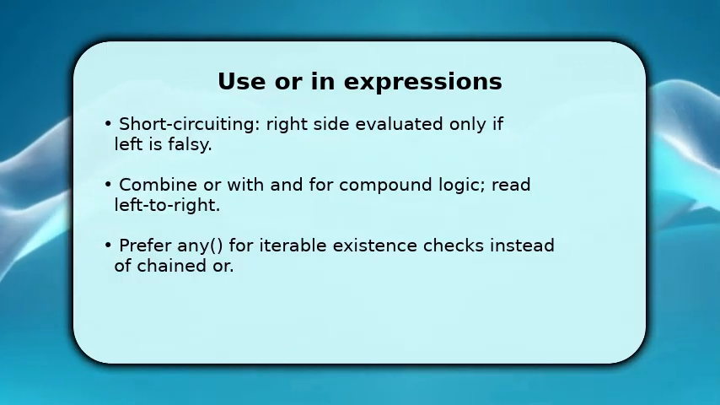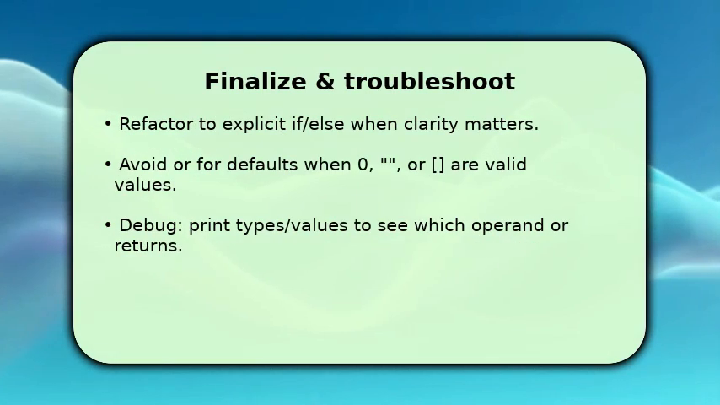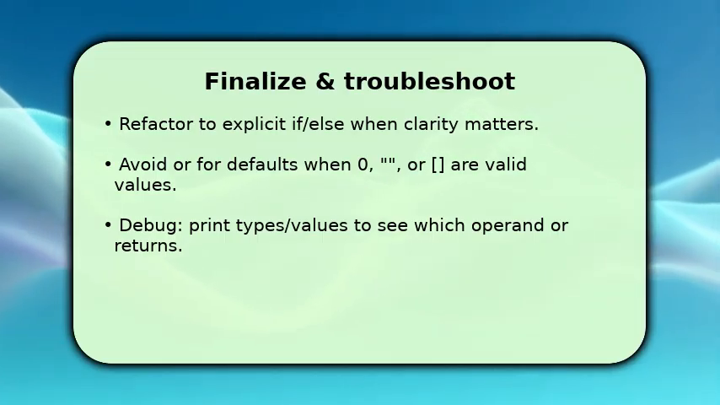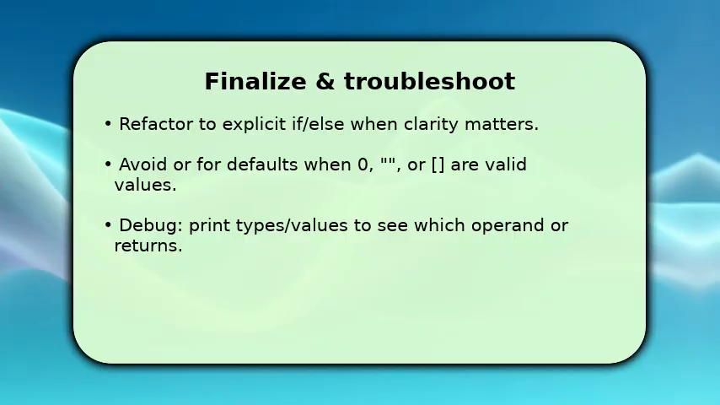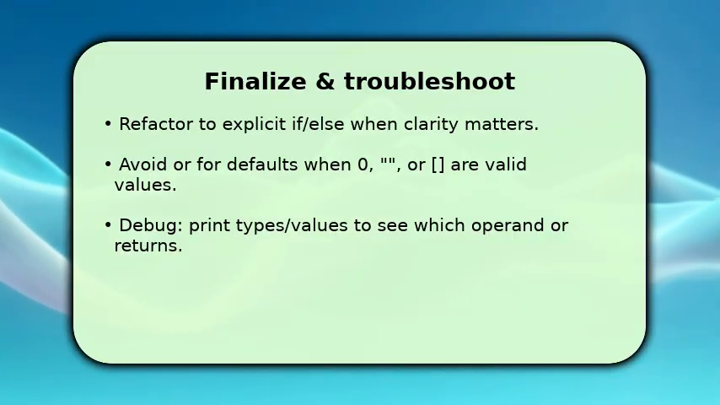You finish by converting tricky or usage into explicit checks when correctness matters. Use if X is None: X = default to preserve 0 or empty string. Once done, add unit tests that include falsy but valid examples like 0.